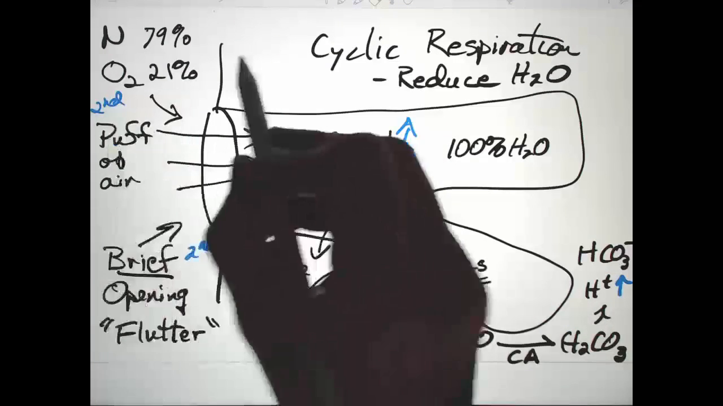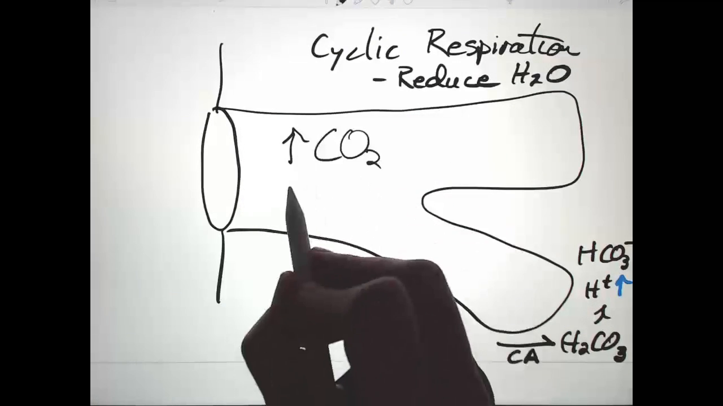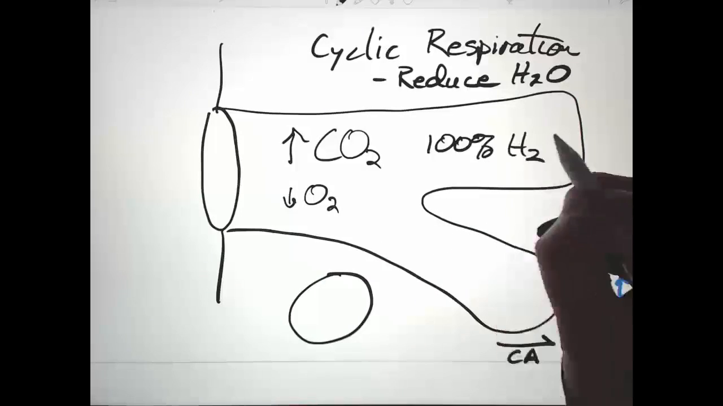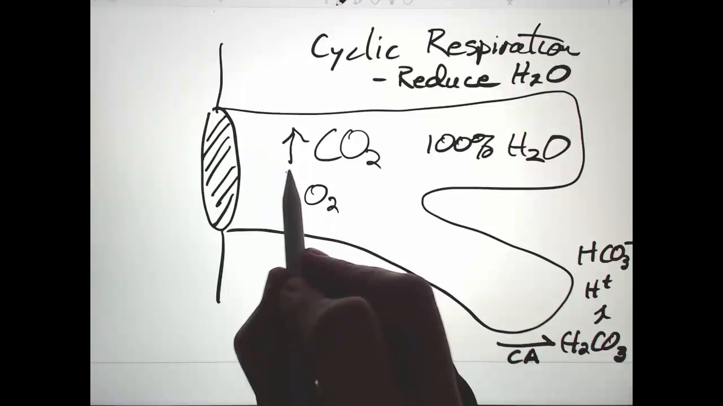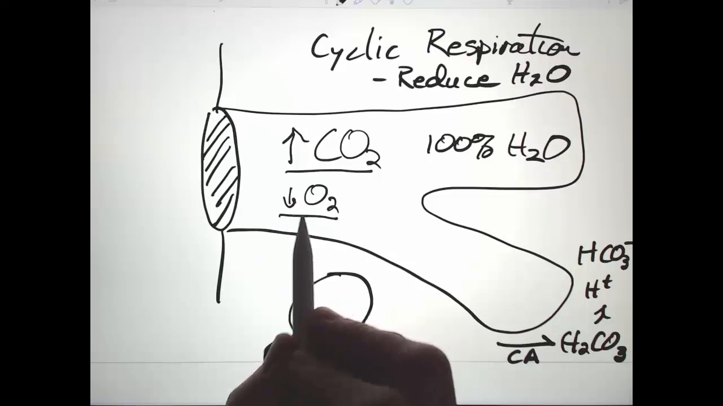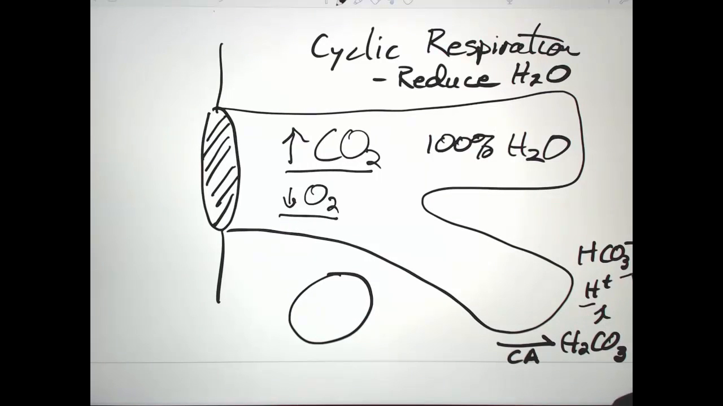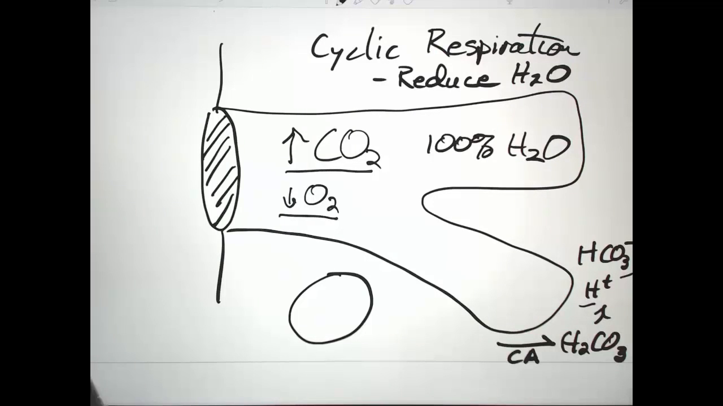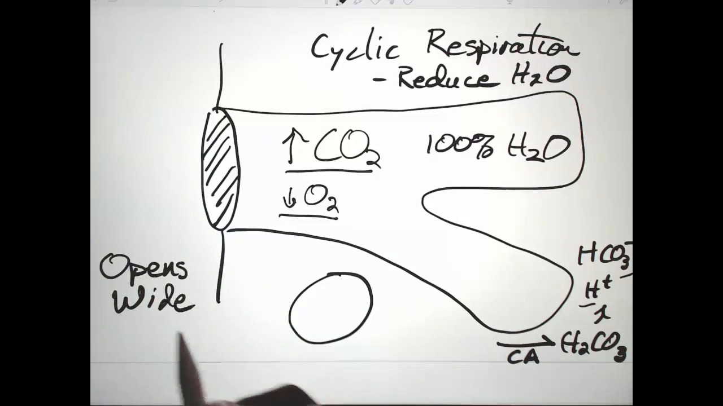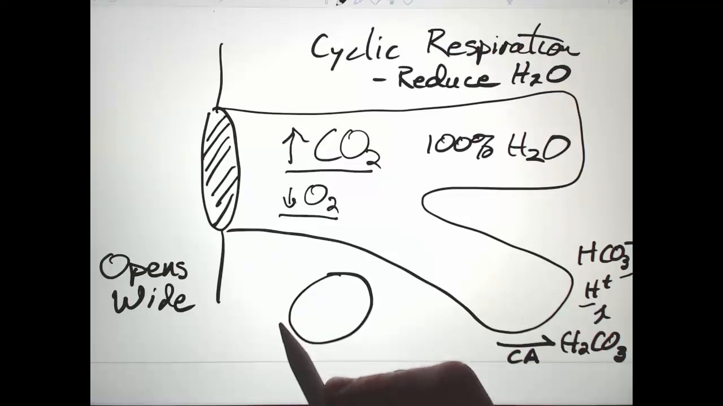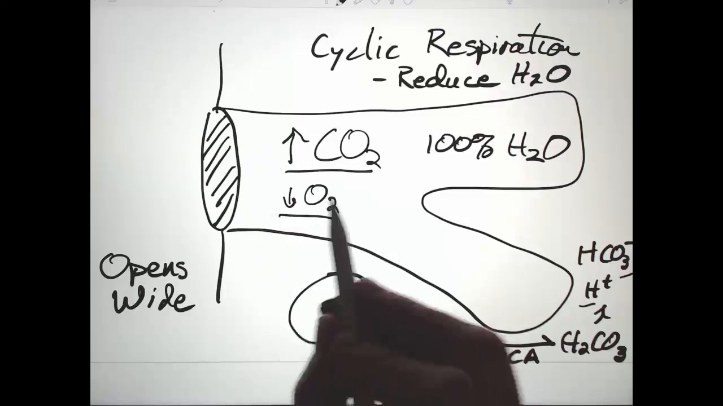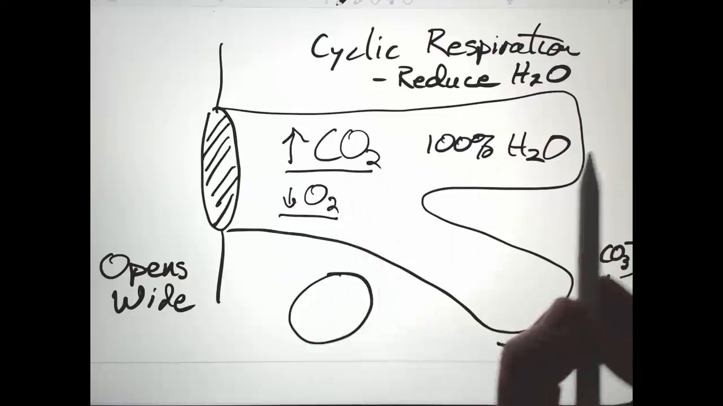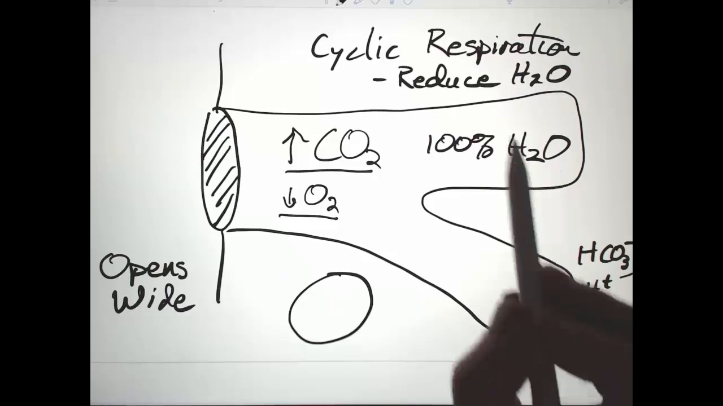Now we have a new situation. Carbon dioxide levels are high, oxygen levels are low, acid and bicarbonate are high. We still have 100% water inside the tracheal system. As the acidity gets too high for the insect to manage effectively, it opens wide. It's gone through a series of many small flutter openings that allowed new oxygen in, but carbon dioxide kept building up. It did retain water inside the tracheal system.